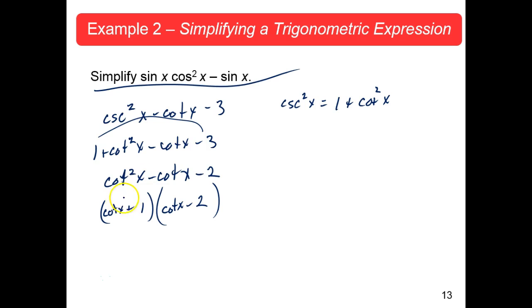Let's see if that works. Cotangent times cotangent is cotangent squared. This will be minus cotangent x plus minus 2 cotangent x plus cotangent x, that would be minus 1 cotangent x. And this will be minus 2. Yes, we have it. So that's the simplification of that. Doesn't look all that simple, but it is a simplification using the Pythagorean identity.